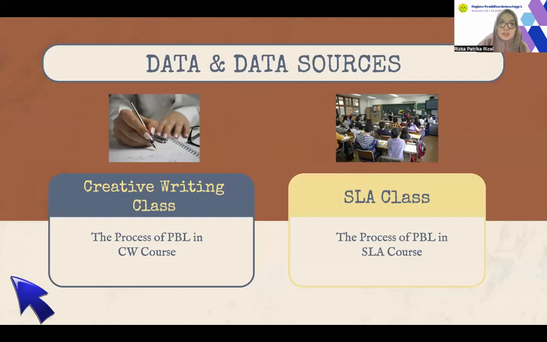For the chain of reasoning of data and data sources, the data sources are, of course, the creative writing classes from that course and also the second language acquisition classes from that course. So it is coherent and also explicit.